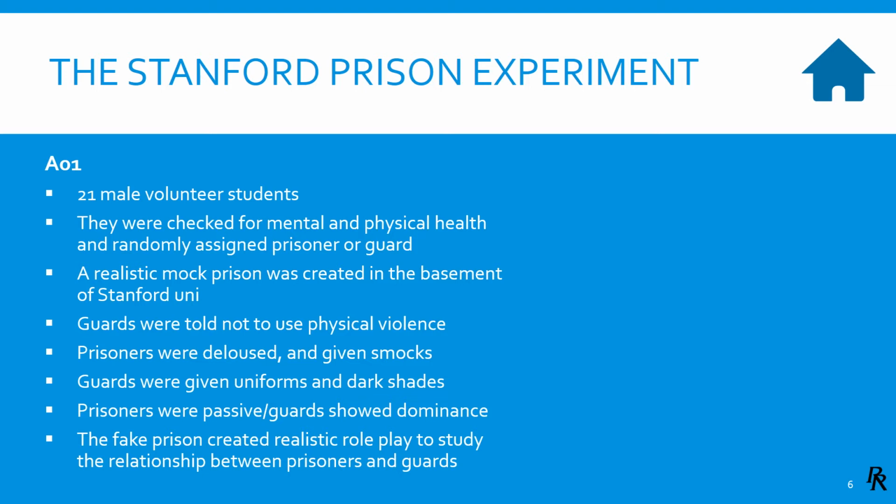The guards showed pathology of power, meaning that they enjoyed the absolute control they had over the prisoners. This was exhibited by many actions, such as making toilet visits a privilege and making the prisoners do press-ups. The fake prison situation can create a realistic role-play to study the relationship between prisoners and guards and its destructive effect on human nature. Moving on to AO3.